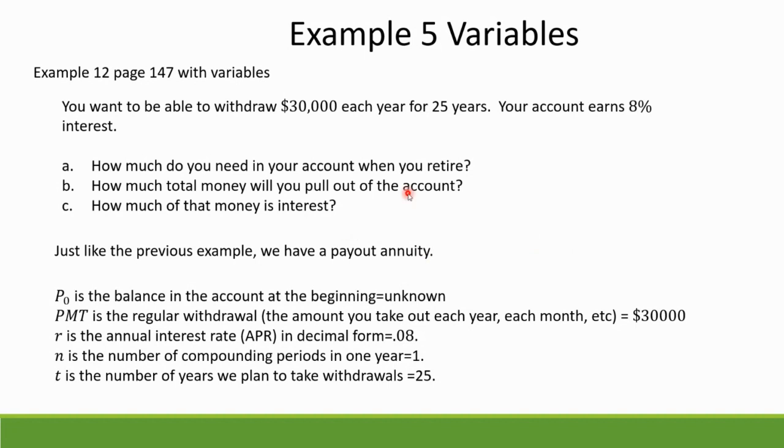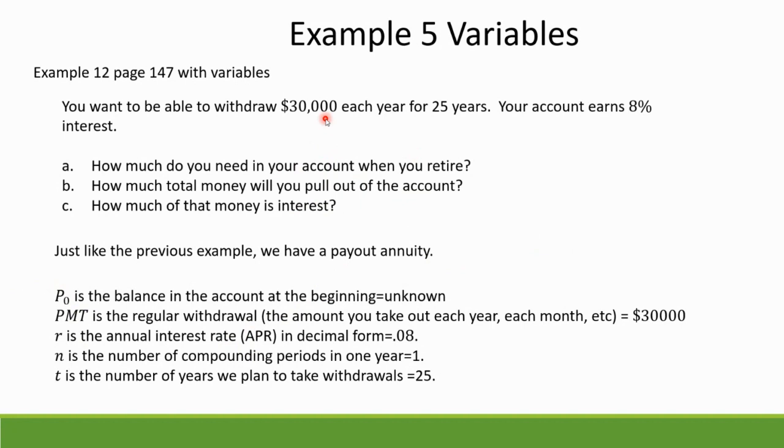So in this case, notice we want to know how much we need in the account when we retire, right? This is a payout annuity, so we're looking for how much we should have in the account, the balance in the beginning. That's what P0 is. That's what we want to know, because that's the account balance in the beginning, when we retire.